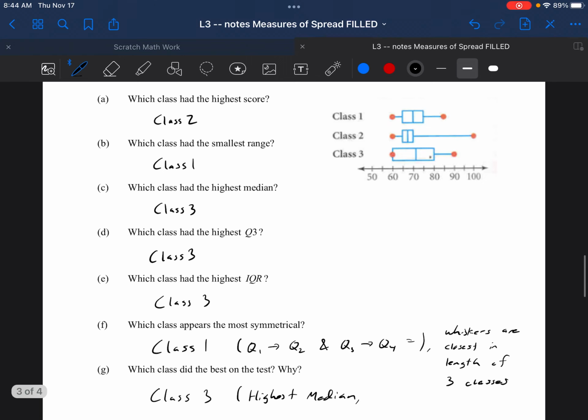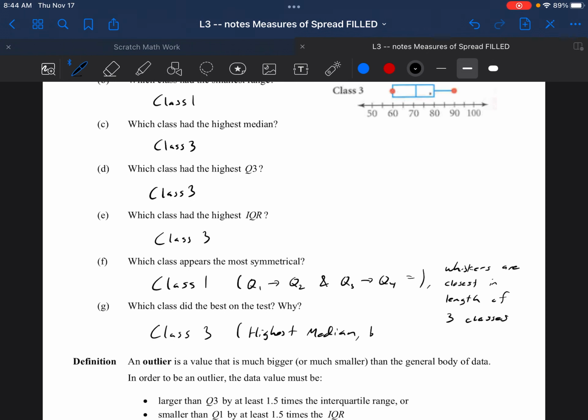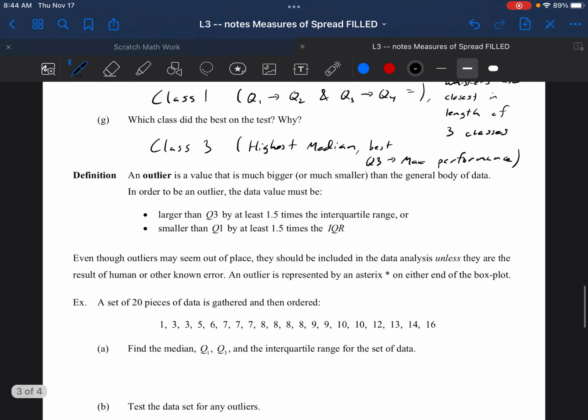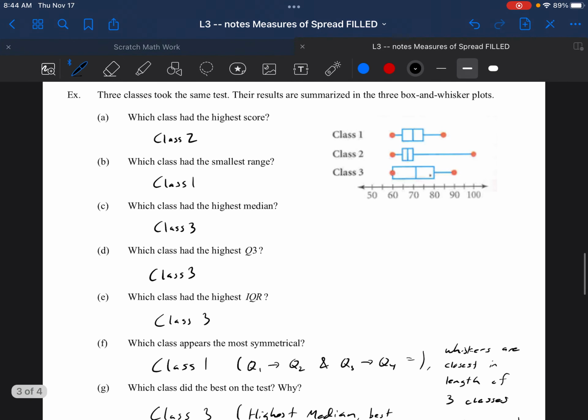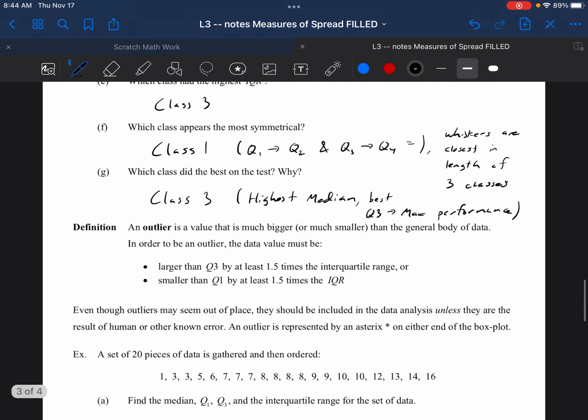And I'd say best, Q3 to max performance. Okay, and yeah, that's something that we could disagree on, but that kind of shows you why having a good knowledge of stats and what different ways you can present data can do in terms of interpreting data.